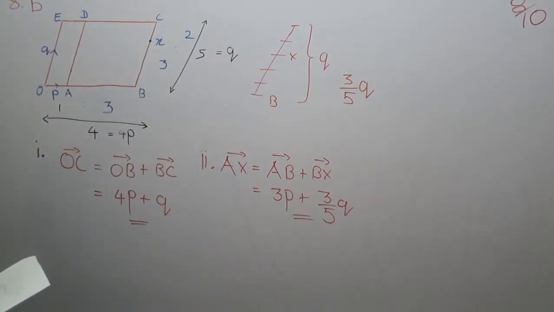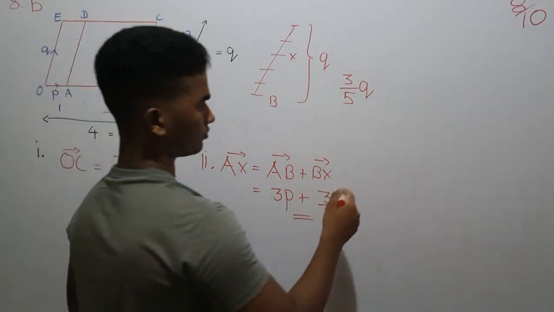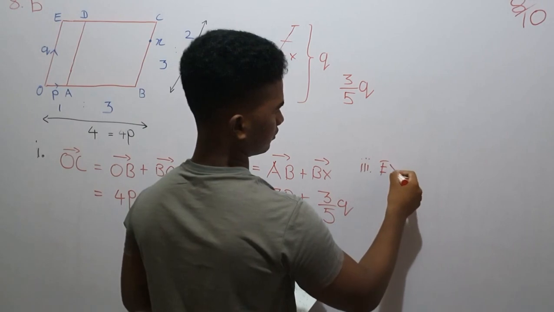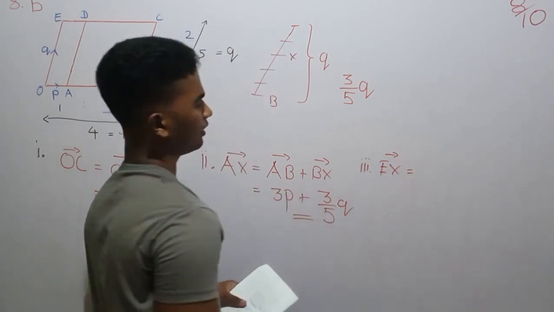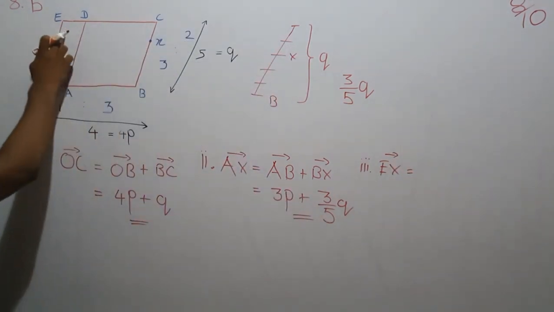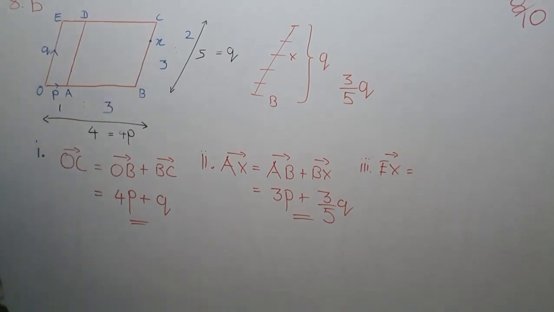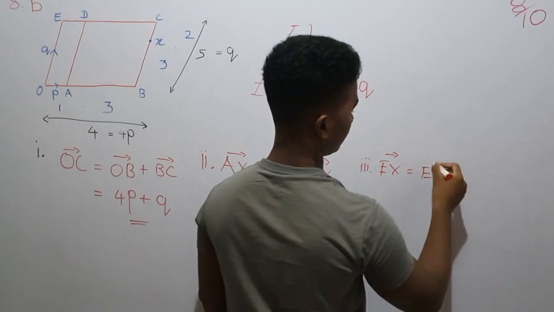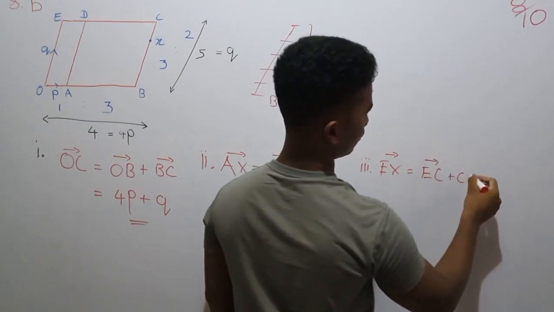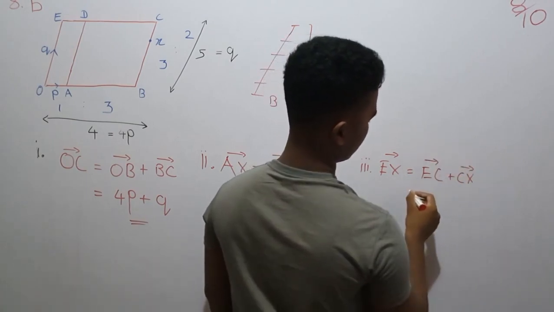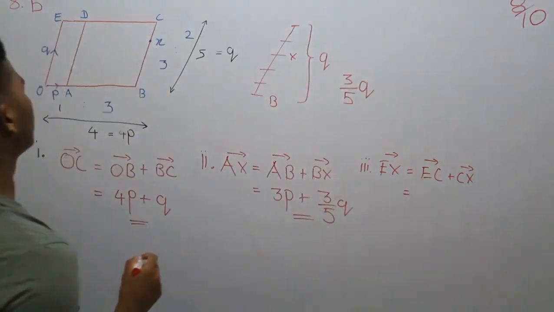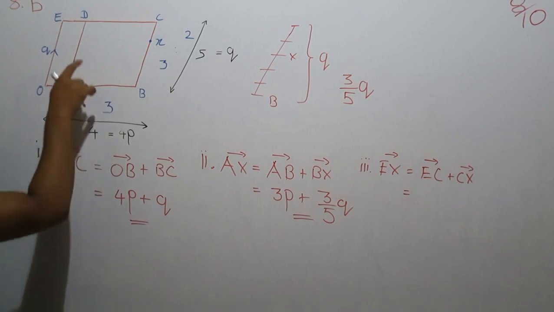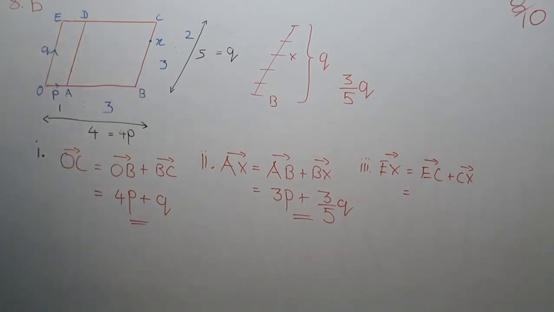Then EX. Roman numeral 3 is EX. EX is E to C, C to X. E to C plus C to X. Now E to C is positive. The total thing is 4P.